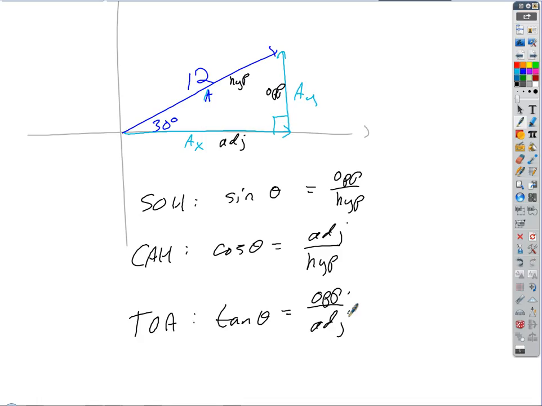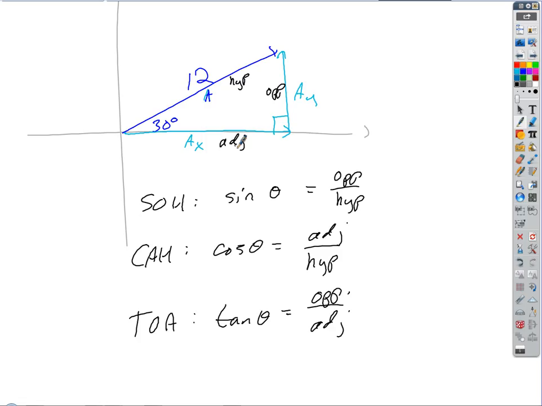So which one of those, if we're trying to find, for example, A sub x, and we know that theta is 30 degrees and the hypotenuse is 12, which one of those SOHCAHTOA relationships is the one we're going to be interested in? Which one is going to relate the known side length, which is the hypotenuse, and the angle to the adjacent side?